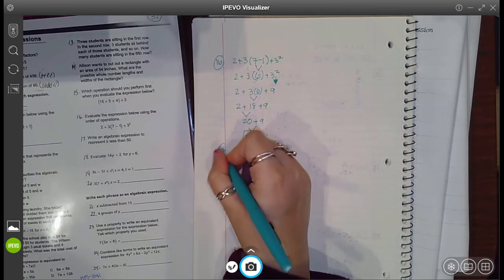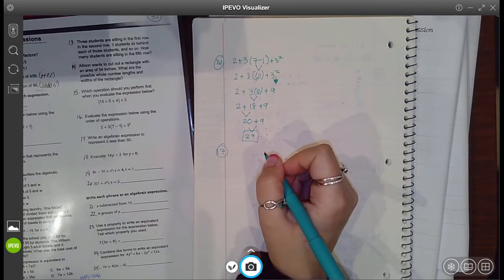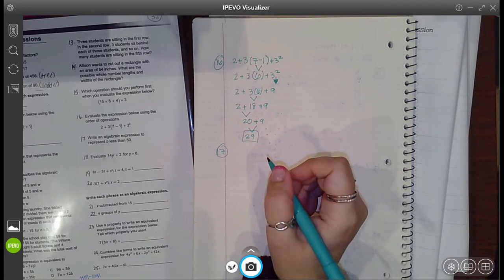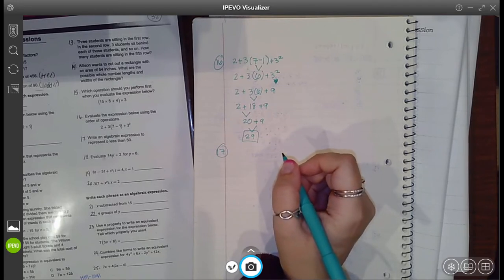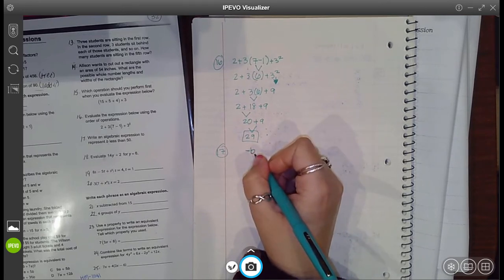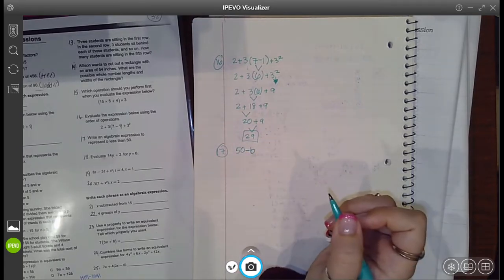Okay, number 17. Write an algebraic expression to represent b less than 50. Go ahead and write that. And what did you put? B less than. So it moves the b to the back because it said less than. If you see than or from, like subtracted from, then that moves that letter to the back. And you're taking b away from 50. So that's the correct answer.